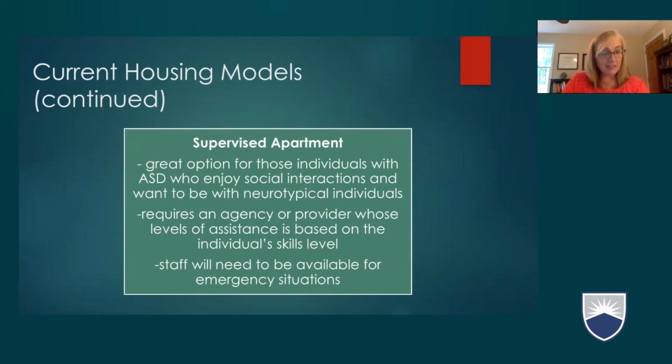Someone's going to have to assess them to make sure that, even though there's going to be an emergency person available to them, and they might even have their own private support people that they hire to come keep track of everything in their lives, they're able to live in this type of environment. So a supervised apartment is gaining in popularity.